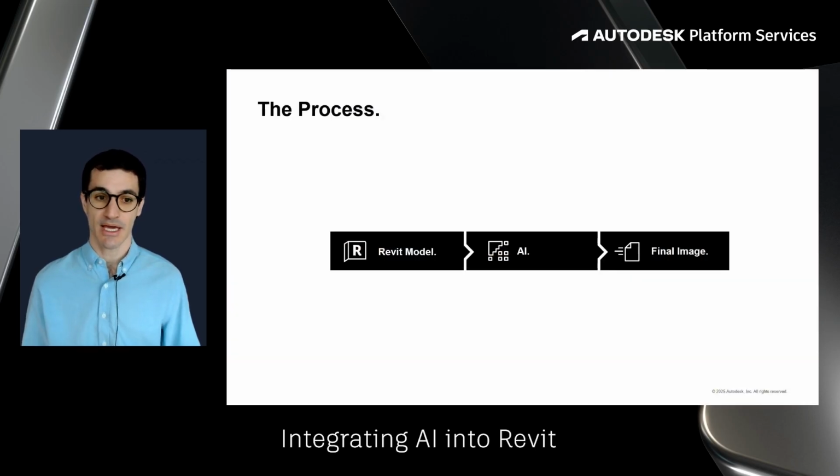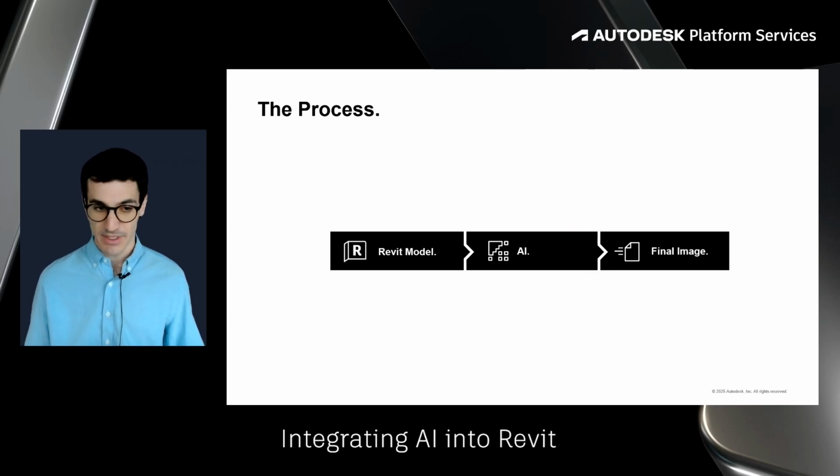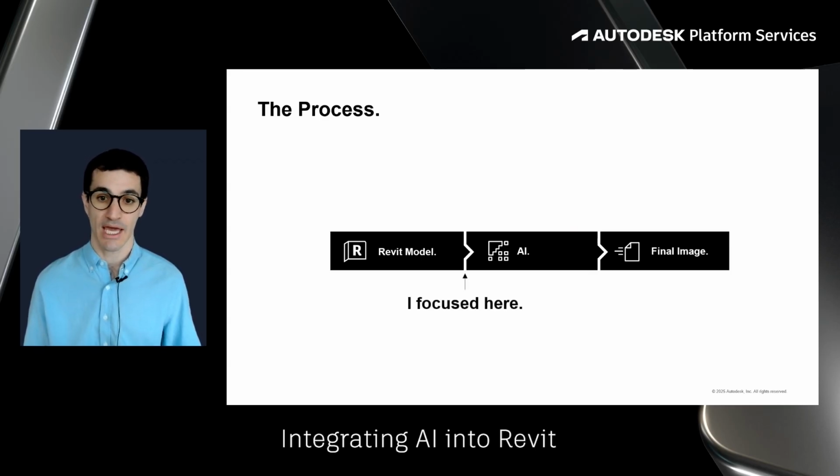I'm going to go to the very beginning, to the thought process. I found two separate systems. On one hand, I had the Revit model. On the other hand, I had the AI model. Each system has its own way of managing geometry and data. So the question was, how can those two systems be brought together? I initially focused on the intersection between both.